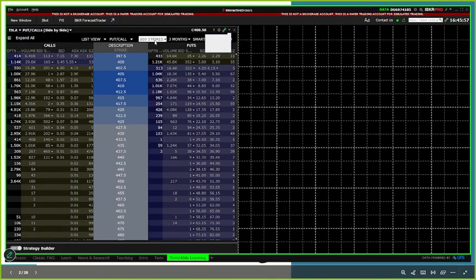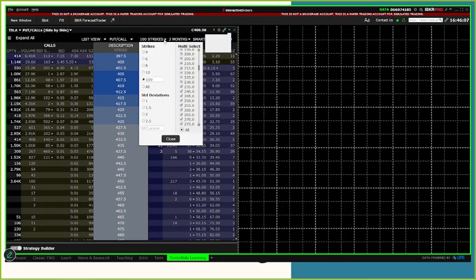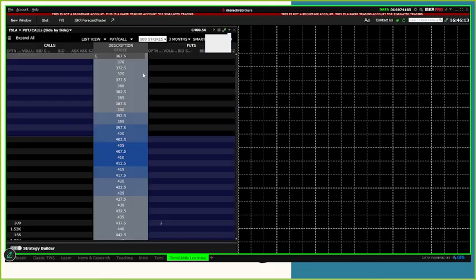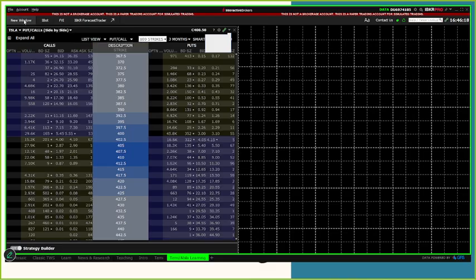100. So you know how to go to the strikes, right? You go to the top, and you click on 100 and you enter. Okay. And then you go back to new window.